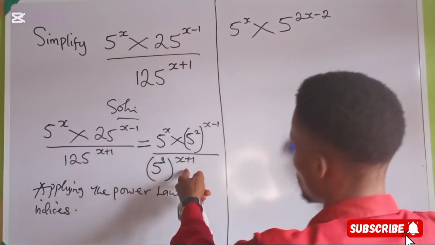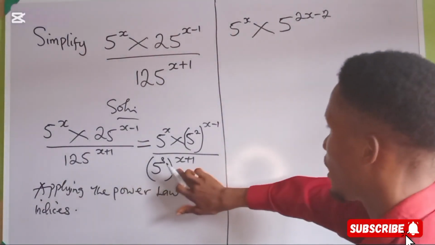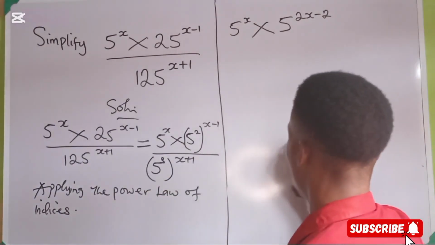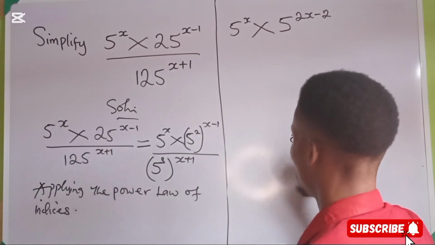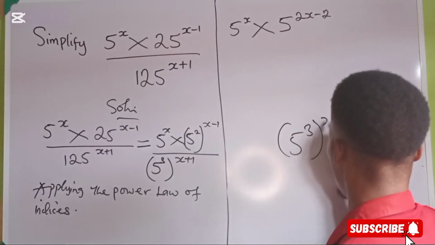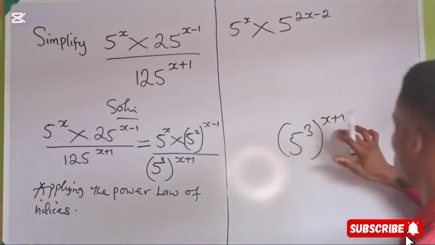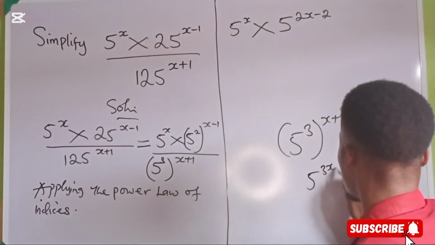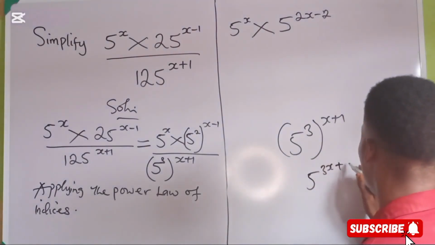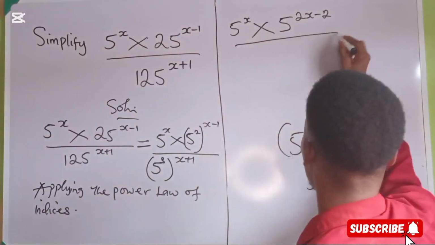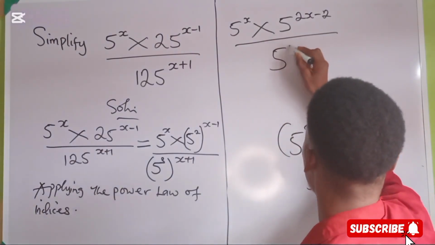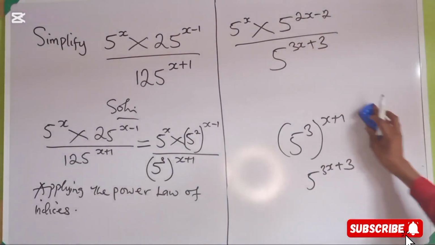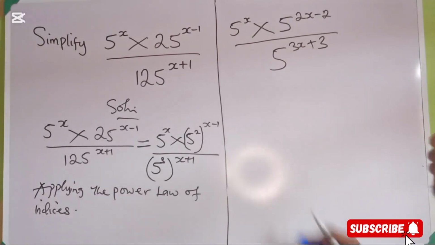Then that's for that. So for the down part, you need to apply the same power law of indices here. If you apply that now, we're going to have 5 raised by 3, all bracket x plus 1. So if you do the same thing you did for the other one, you have 5 raised by 3x plus 3. That's what you're going to have.